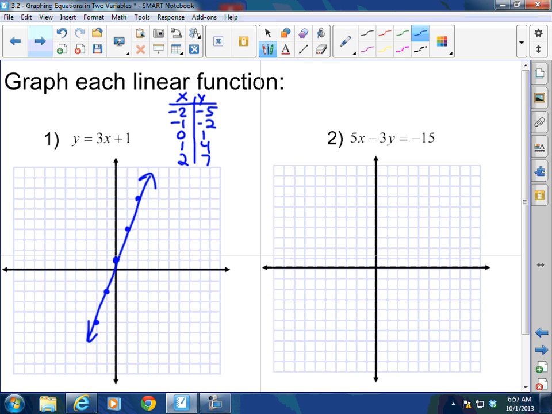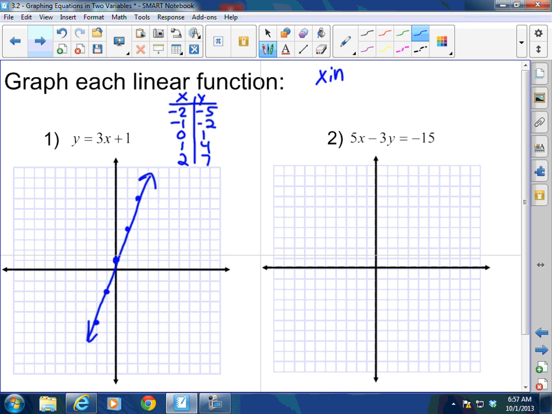Number 2. I got 5x minus 3y equals -15. Okay, wait a second. This is in standard form. If you wanted to, you could solve for y. And I would solve for y if the a and b are not factors of 15. But 5 is a factor of 15 and so is -3. So I'm going to use the x and y-intercept method here.